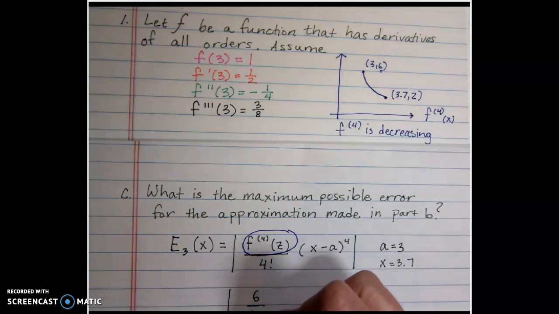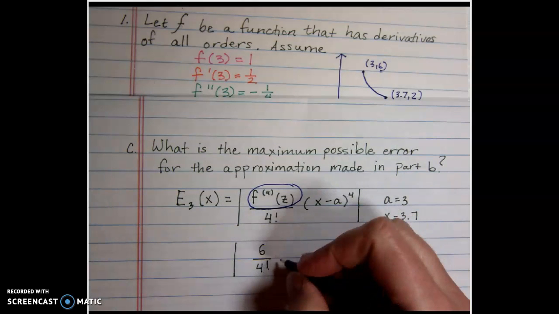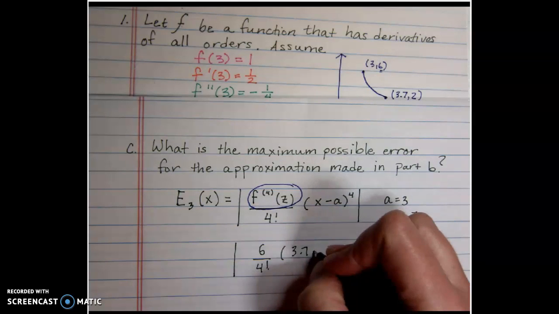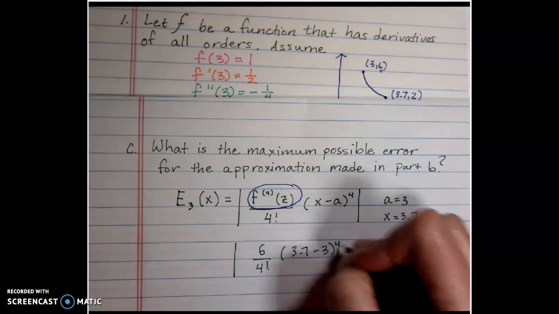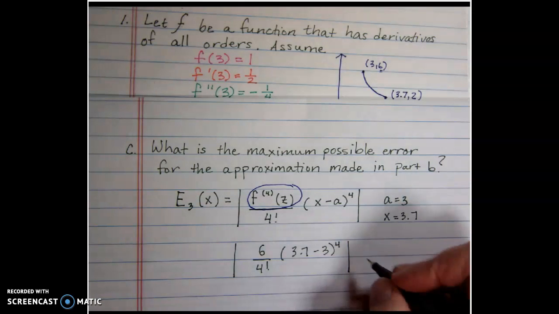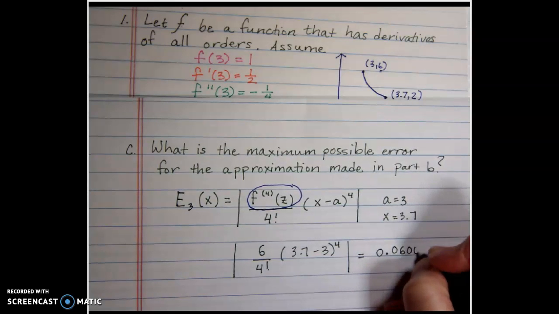And then I'm going to use 4 factorial. And I think I'm off the page. And then I'm going to use 3.7 minus 3 to the 4th power. At this point I would grab a calculator and type that into your calculator, and I get an error of 0.0600 when I do that.